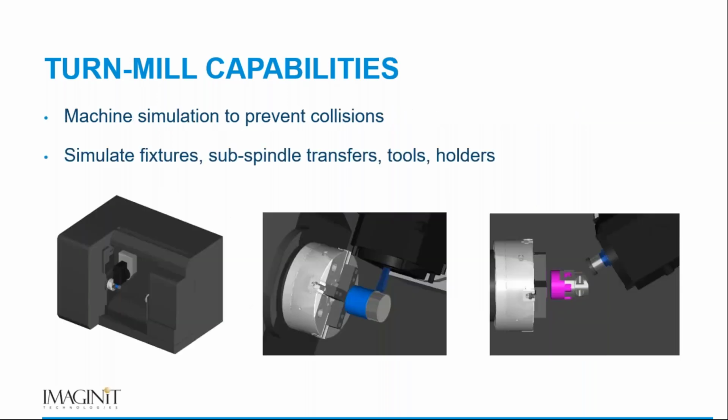So with turn mill capabilities and just about any part that you're programming in FeatureCAM, we're able to actually get a machine simulation that shows us how we can prevent collisions. And we can simulate fixtures, subspindle transfers, and tools and holders. And it really is a detailed way. After you get done programming, its simulation is great for looking at how the part and the machine are interacting together, and so you can kind of avoid crashes and adjust your machine settings based on your programming.